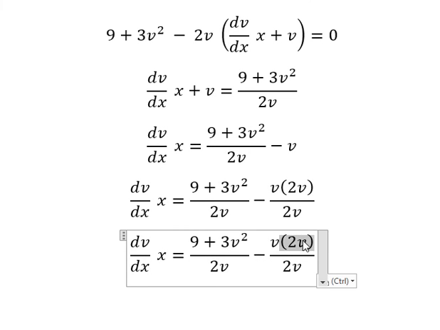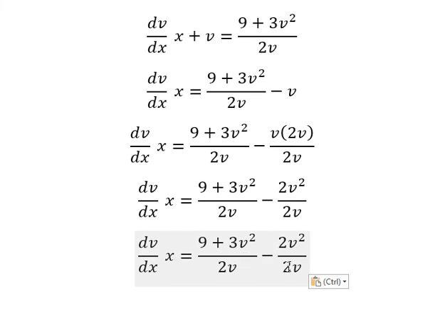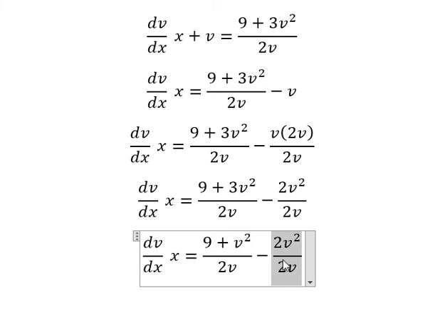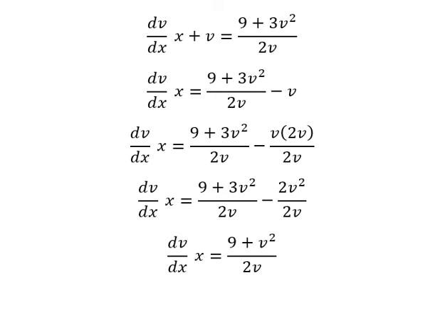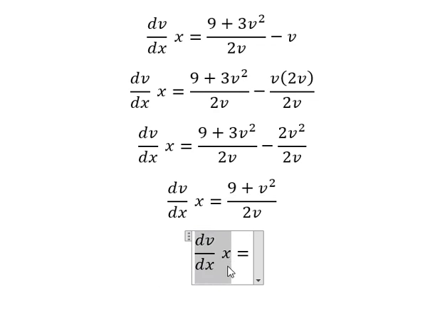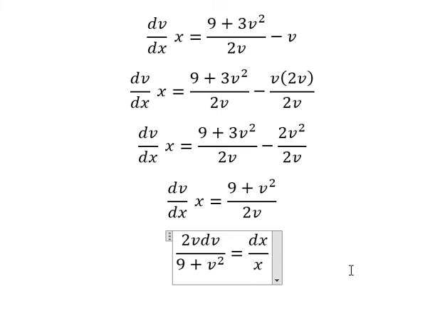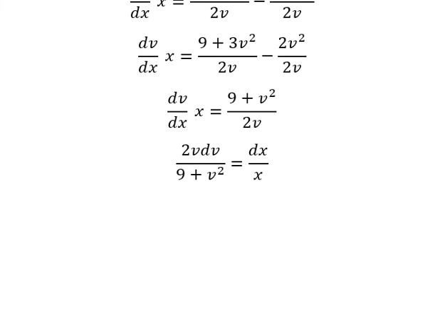This one we have 2v squared. Number 3 minus number 2 we have number 1. So I will put this one go to the left, ds and s go to the right. Next, I will put the integration for the both sides.